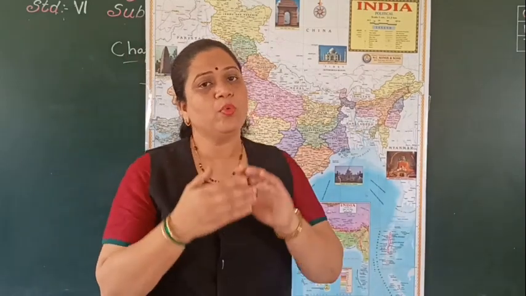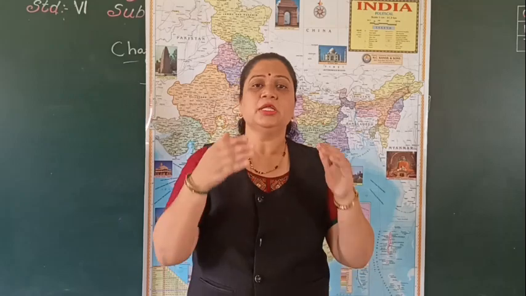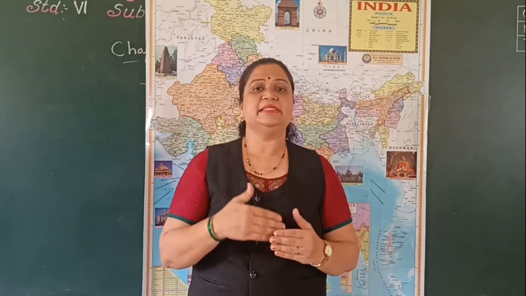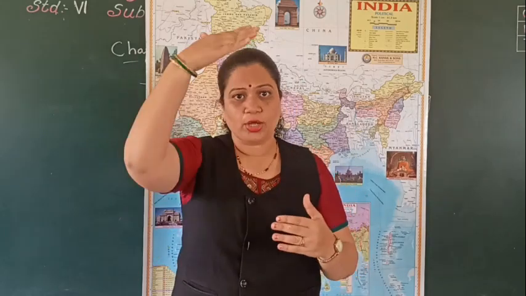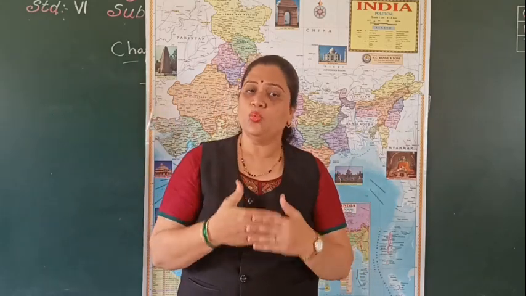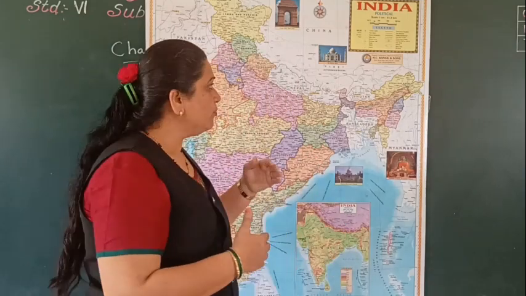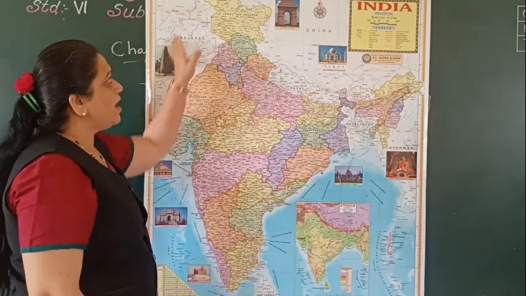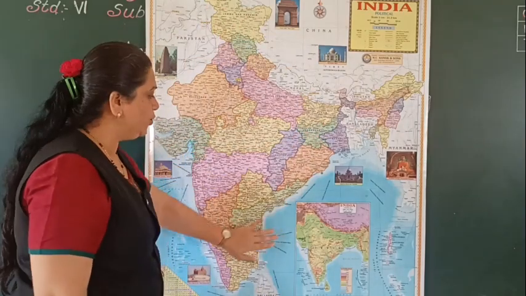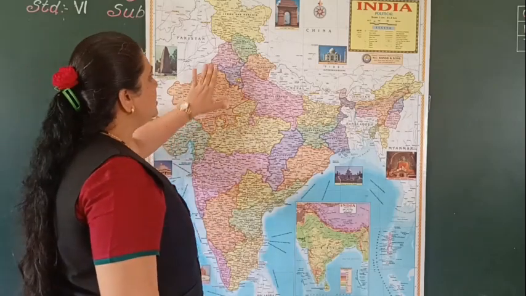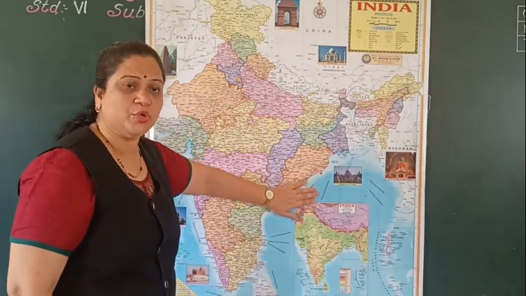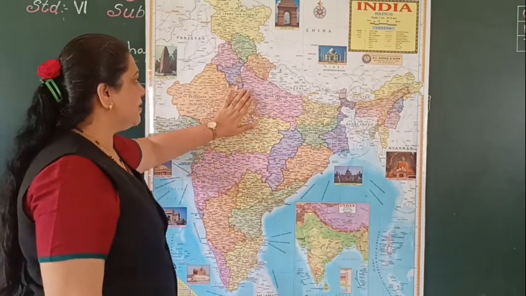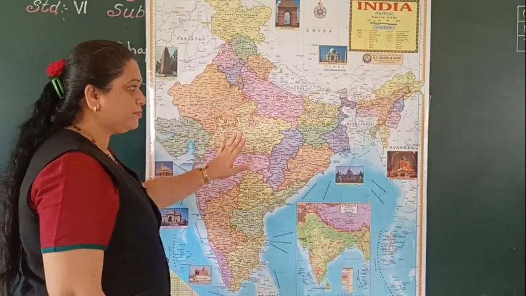Same way children, the world maps are also there, on which the world is represented on a flat surface, and we can see the different countries on one map, that is called the world map. So that is about the world map. Now this is the political map, in which you can see our country India is divided into different states. So the different states are shown in India with the political boundaries. So children, this is about the political map.